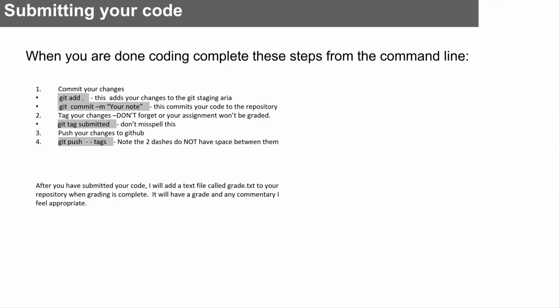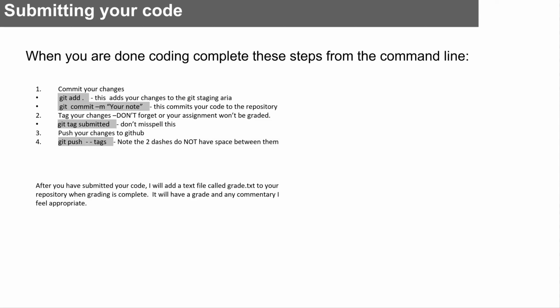When you are done editing your code and ready to hand things in, and remember this is the final hand-in, you commit your changes to Git by saying git add period, which will add all the changed files to your staging area. Then you'll say git commit -m and put some note in your message, final submission, whatever. We're going to always tag our changes. You have to do this exactly as shown. You'll say git tag submitted. If you spell that any other way, my program won't pick it up.